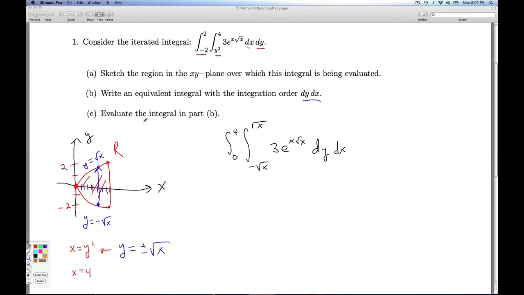Part C, we're asked to evaluate the integral in part B. The reason why we're asked to evaluate the integral now is that if we tried to evaluate the integral initially, we'd run into trouble. What's the antiderivative of 3e to the x square root x dx? That's one of those you're not going to be able to find otherwise. So hopefully by changing the order of integration and introducing some unsavory characters in the integrand, we'll be able to knock this thing out.